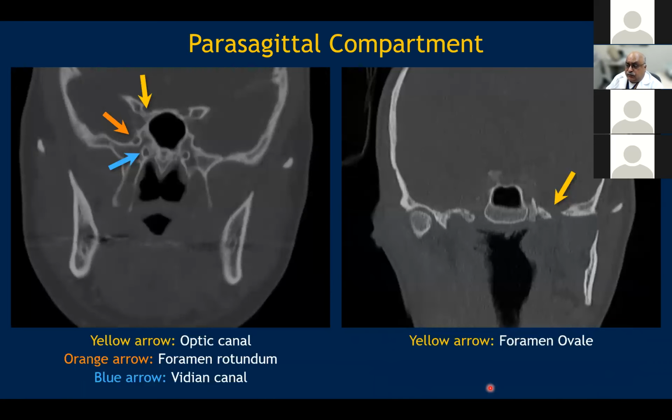This is a composite picture which shows you three major areas of interest in the middle, the parasagittal and central compartments of the skull base. They include the optic canal, the foramen rotundum, and the Vidian canal. Here it is slightly larger than or nearly equal in size to the foramen rotundum. The foramen ovale is more posteriorly located and appears as a very well-defined defect on the sagittal images.